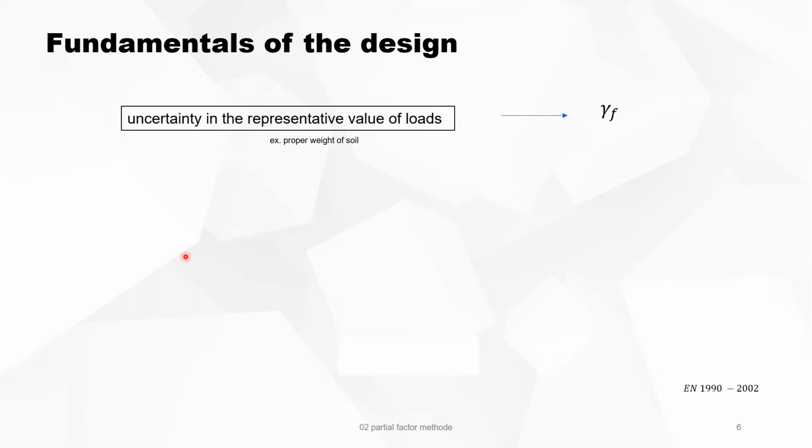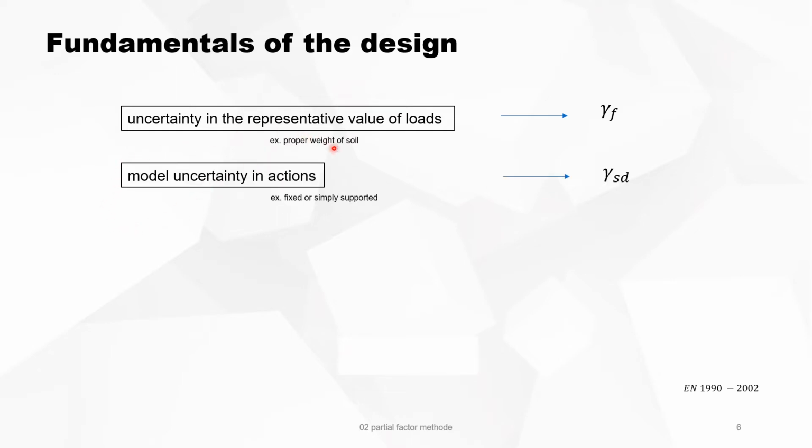The content of a partial safety factor can be described as follows. It will always be a combination of the uncertainty of properties and the uncertainty of modeling. I'll give you an example. Uncertainty in the representative values of loads is given by gamma F, but for instance, just the proper weight of soil. Is it 17, 16, 18? It depends on the humidity of the soil.